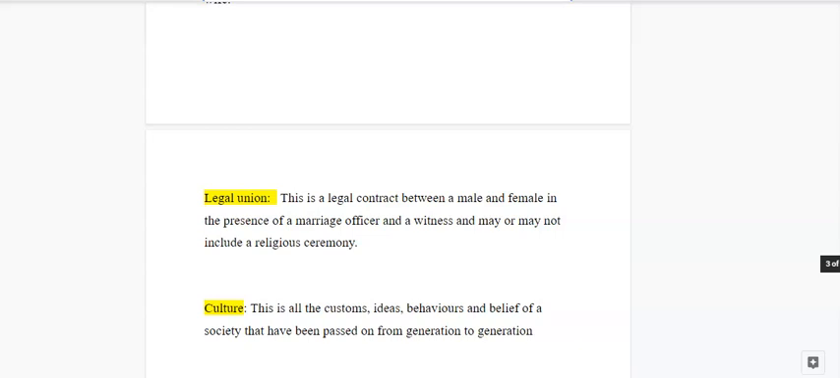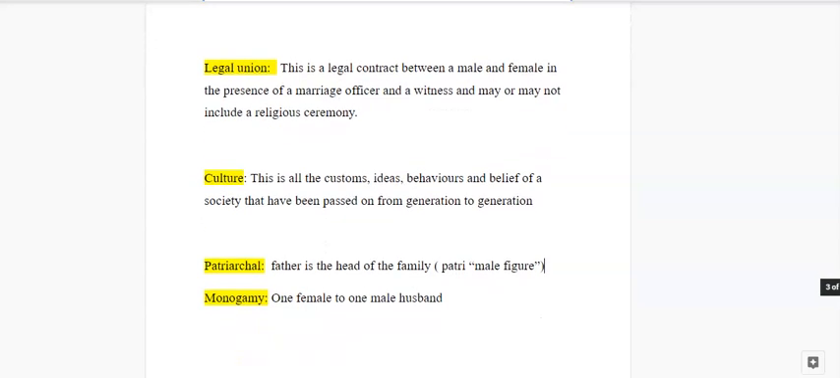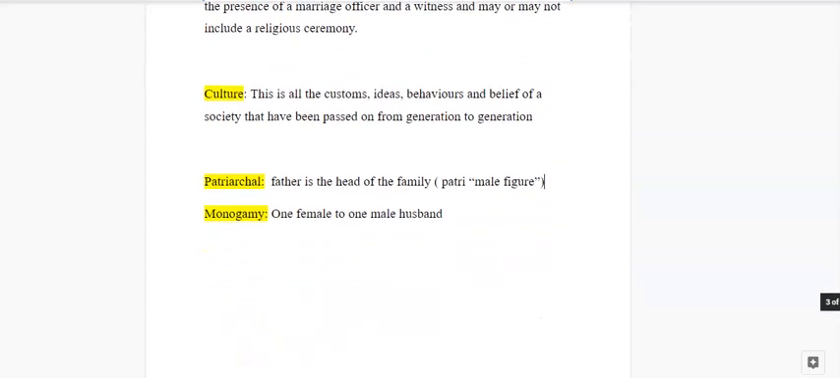Culture. This is all the customs, ideas, behaviors, and beliefs of a society that have been passed on from generation to generation. Patriarchal. Patriarchal means that the father is the head of the family.